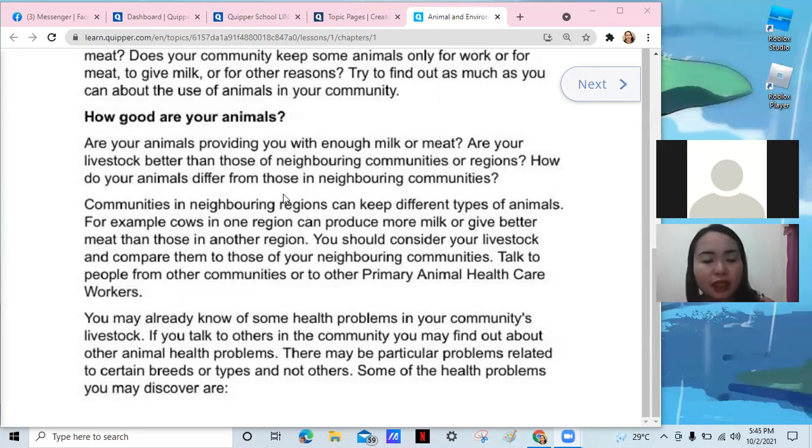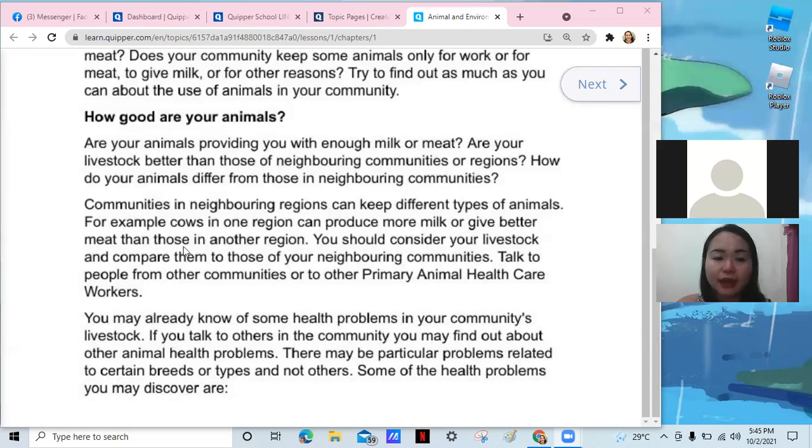And so we should know the capability of our animals, not only in terms of providing us with the food that we need, such as milk or meat. It's also better to compare what kinds of animals or breeds are in neighboring communities or regions. We enjoy that, like the cockfighters. My father is also a cockfighter before, and he likes to collect different breeds of fighting cocks. So how do they differ in your neighboring community?